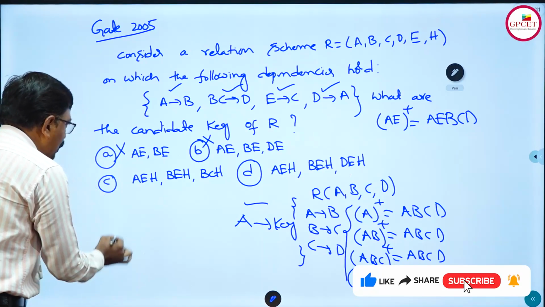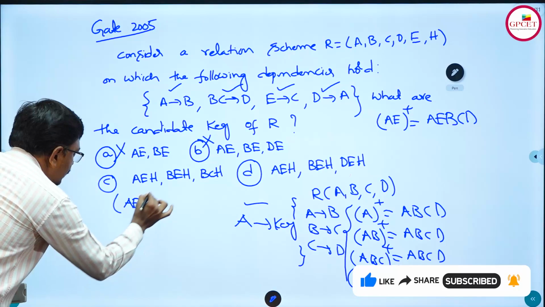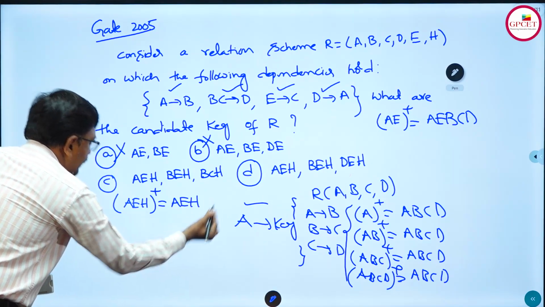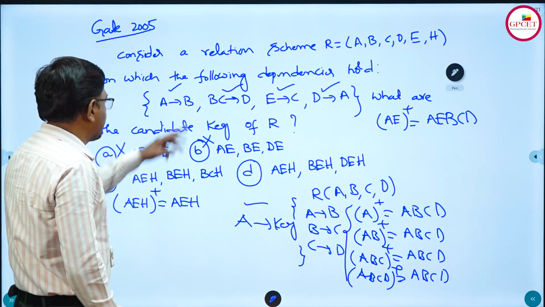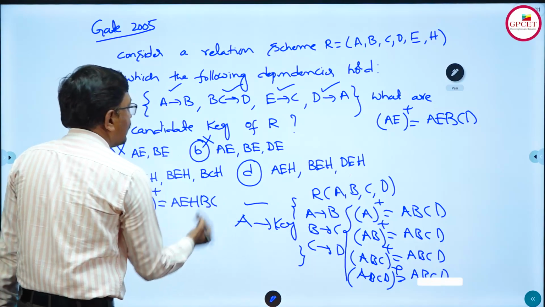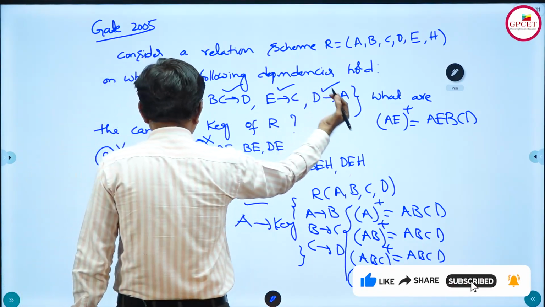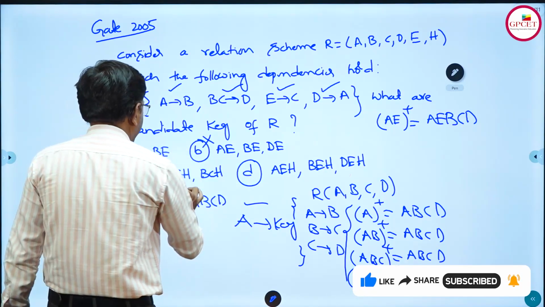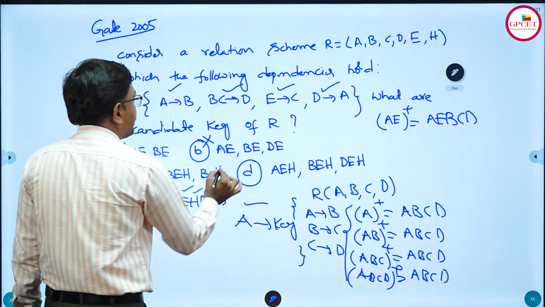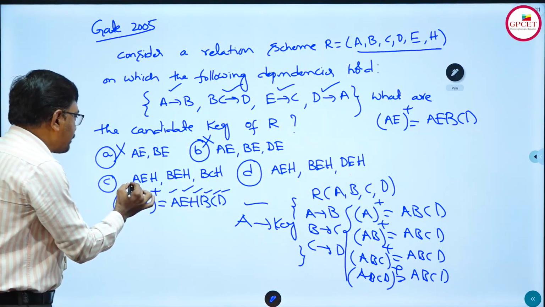Case one, AEH closure. What does A derive? B, no problem. What does E derive? C. Okay, BC derives what? D. D derives A, already A is there. So A is there, B is there, C is there, D is there, E is there, H is there. We can get the original relation. That's why the first option is okay.